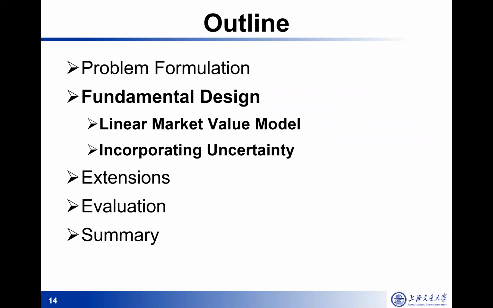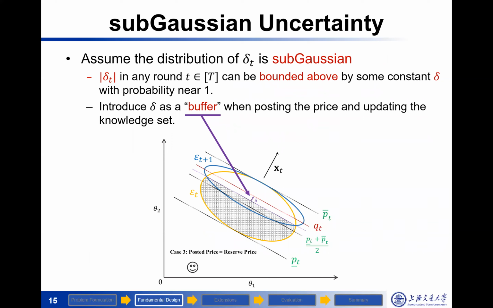We next show how to incorporate uncertainty. We assume that the distribution of uncertainty is sub-Gaussian. Thus, we can bound the uncertainty in each round by some constant delta. We regard delta as a buffer in posting the price and updating the knowledge set, thus circumventing uncertainty.